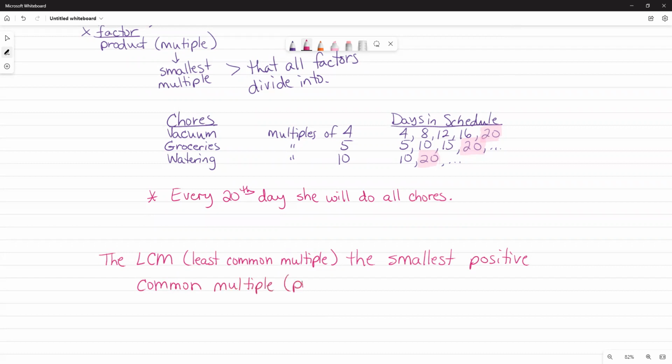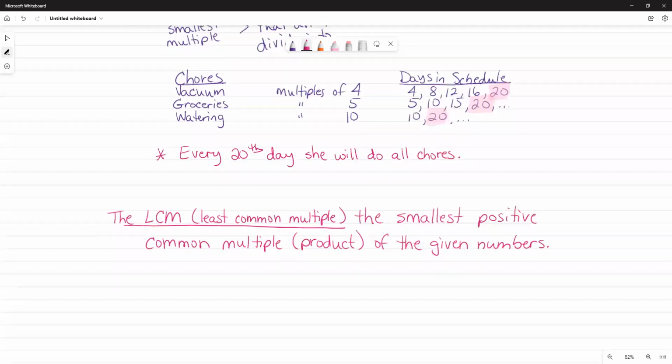I'm also going to say product, right? Because product is the name that you've learned every year so far of the solution to a multiplication problem. So the smallest positive common multiple of the given numbers. All right, so there's our definition that we need to make sure that we're staying up on. Okay, so let's look at an example of this.